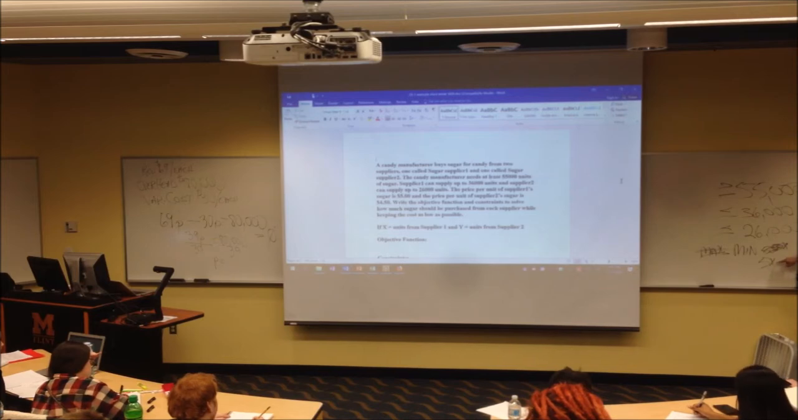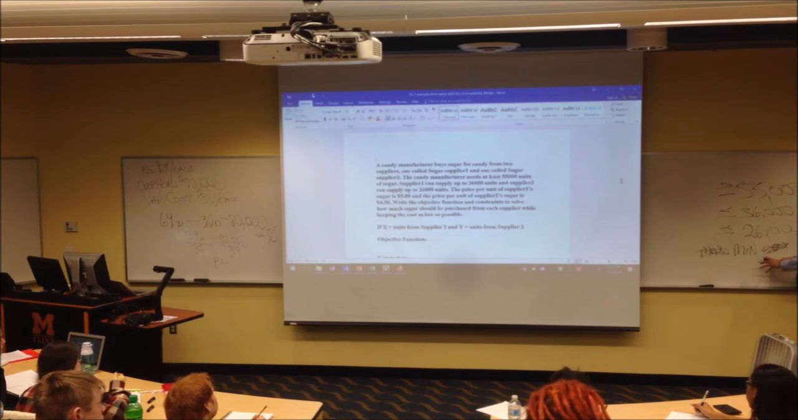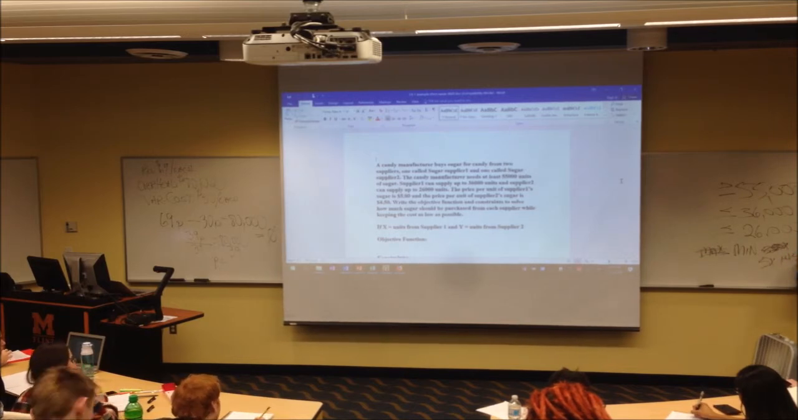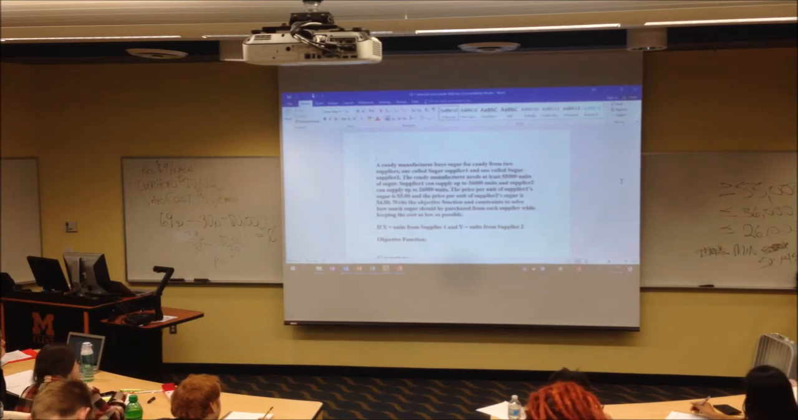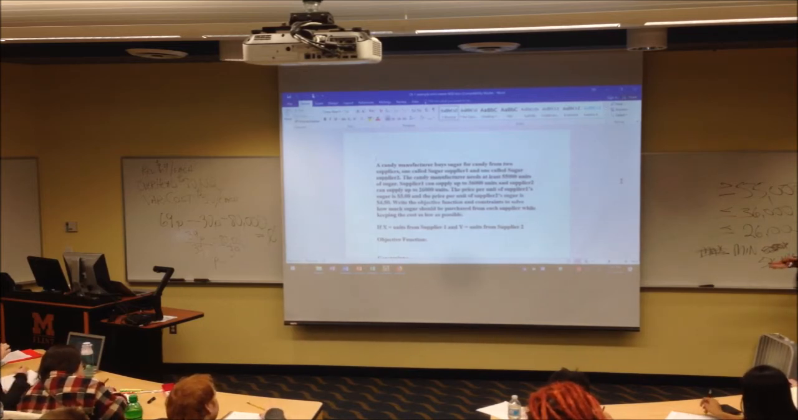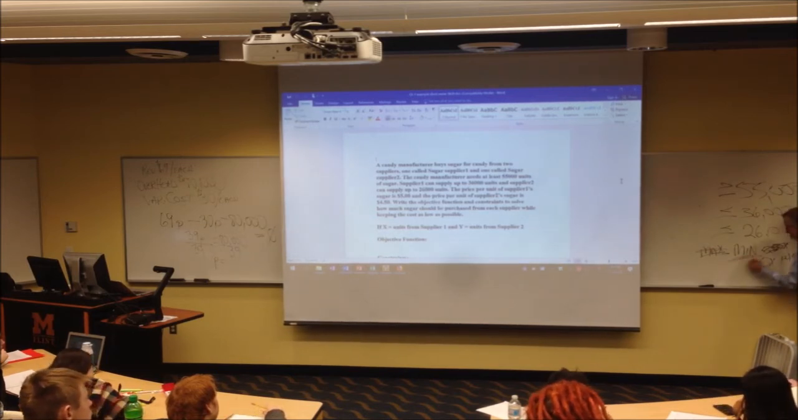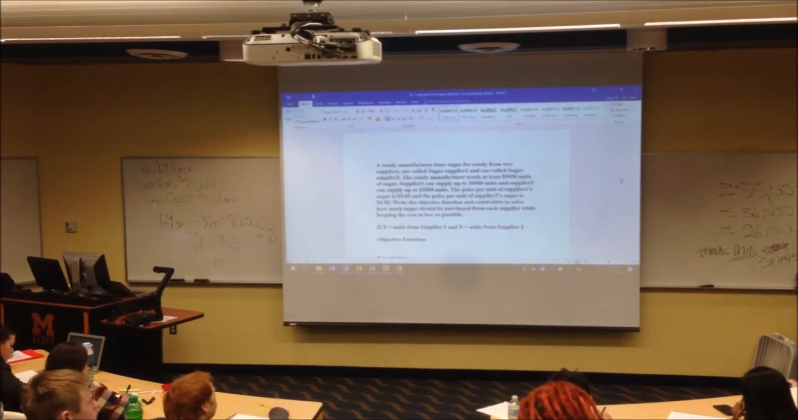$5 times however many units we're ordering from supplier 1 represents the total amount we'll have to pay them for that sugar. Plus, how much is the other supplier? $4.50 times Y. However many units we order from the second supplier times $4.50 represents how much we'll have to pay in a bill from them, right? And together, that is how much our total bill is for these 55,000 units we're about to order, or at least 55,000 units. And it's a min because these represent costs. Objective function is done. Let's go to the constraints.